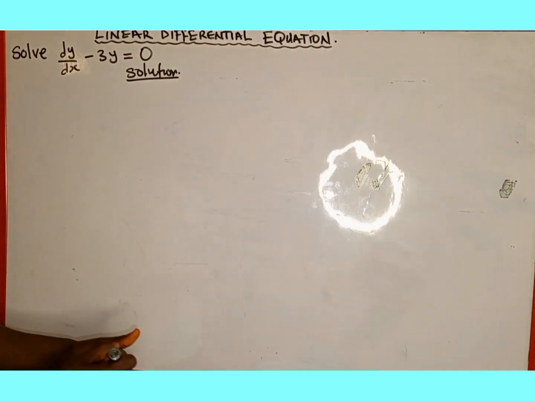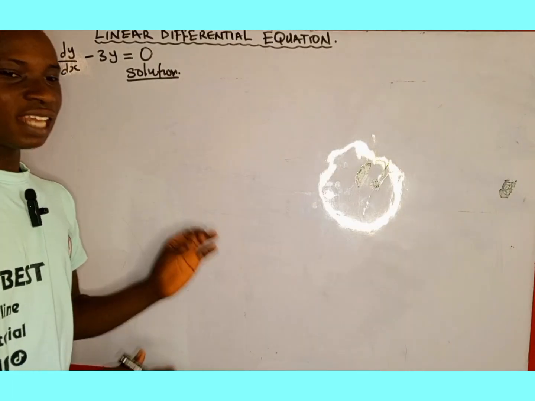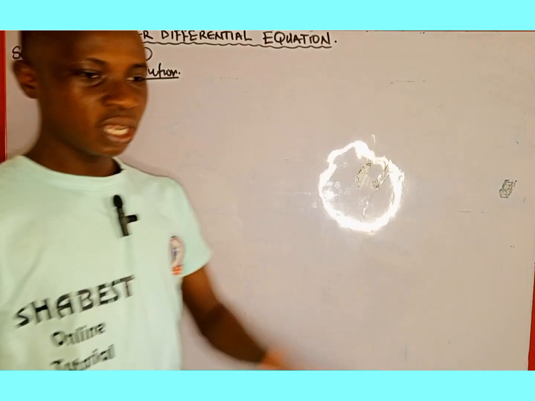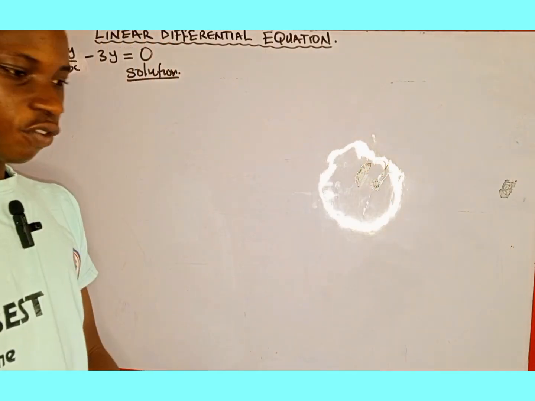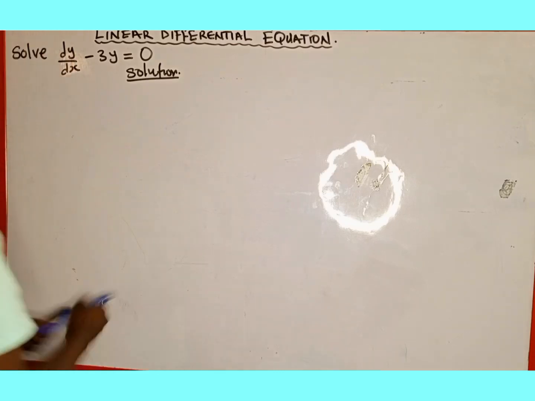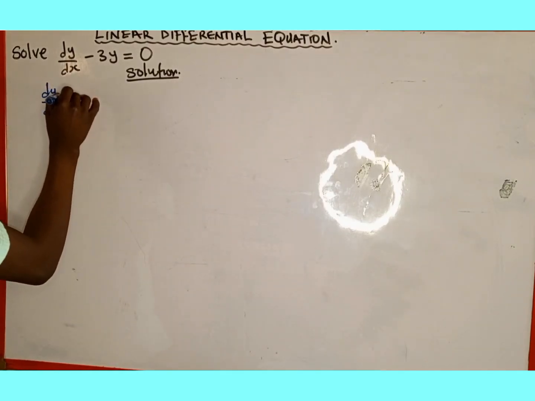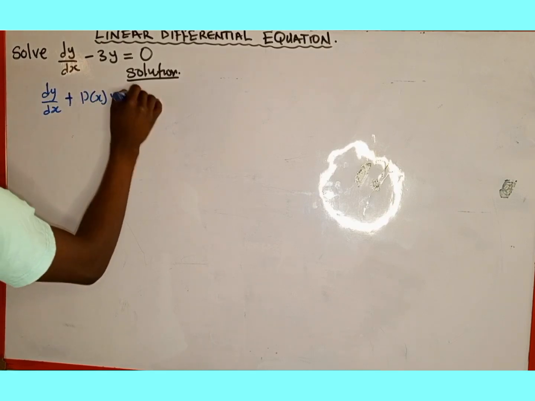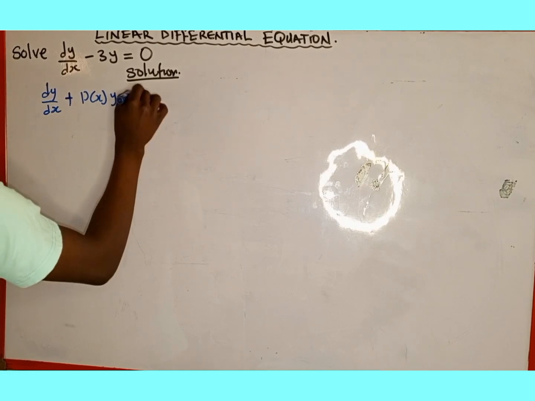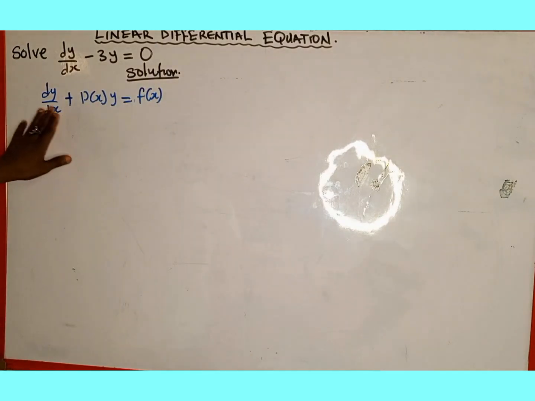Recall the first step if you want to solve any linear first order differential equation: the equation can be written in a standard form. And the standard form is what? dy over dx plus p of x, multiplied by y, is equal to f of x. So this is the standard form of a first order linear differential equation.